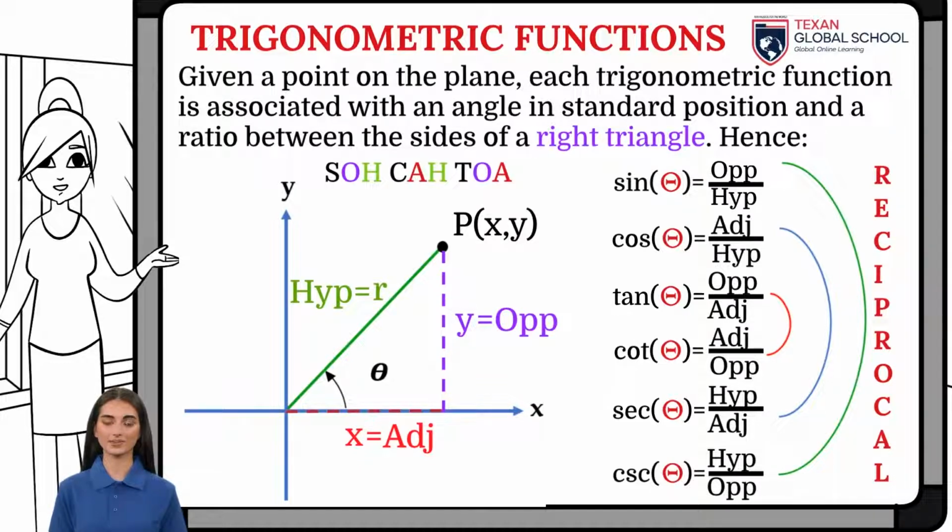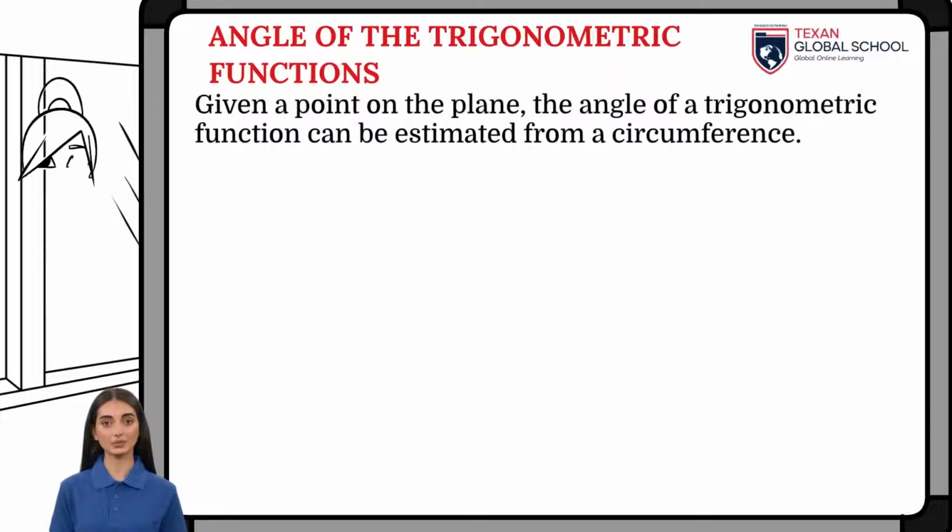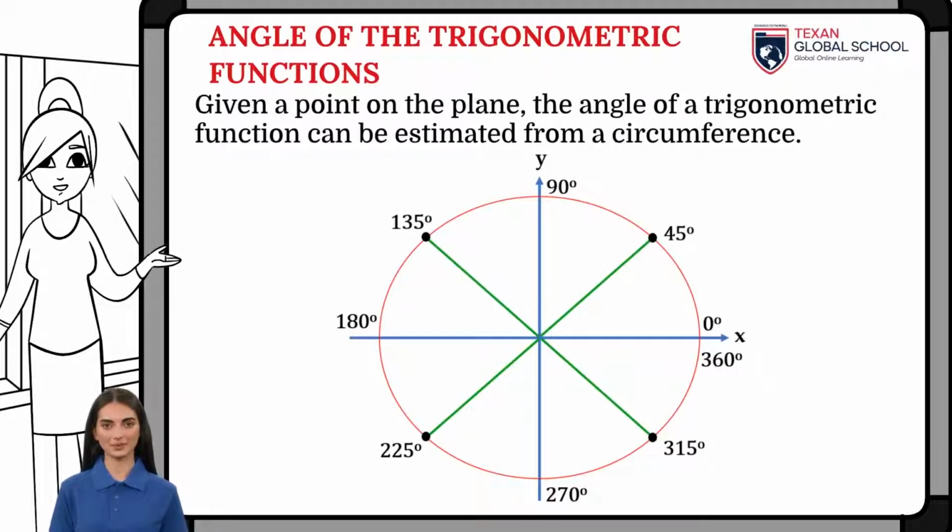The mnemonic SOH-CAH-TOA is helpful for remembering the definitions of the trigonometric functions, as sine opposite hypotenuse, cosine adjacent hypotenuse, and tangent opposite adjacent. The angle of a trigonometric function can be calculated in several ways. One of them involves estimating its value from a circumference, as shown on the board.